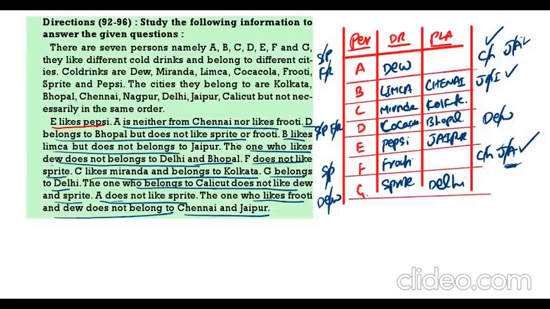Now the one who likes Dew does not like Calicut. So that means A does not like Calicut. So F likes Calicut. F is going to Calicut. We are left out with which one? Nagpur. So A goes to Nagpur. So this is the total puzzle. Now based on this, we should answer the question.